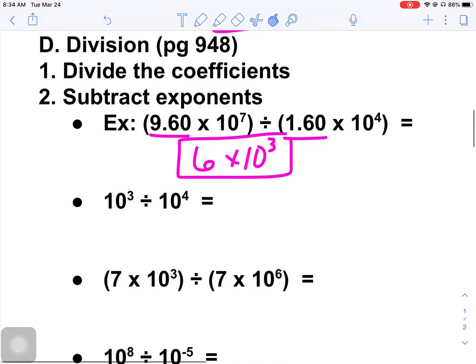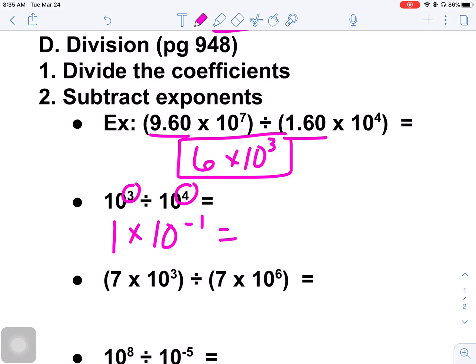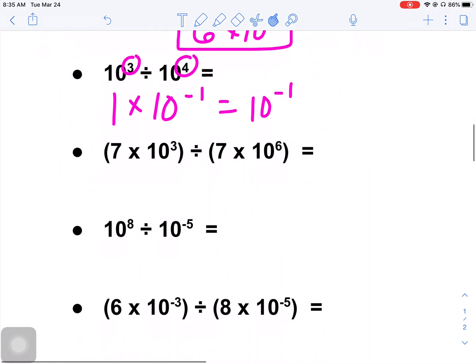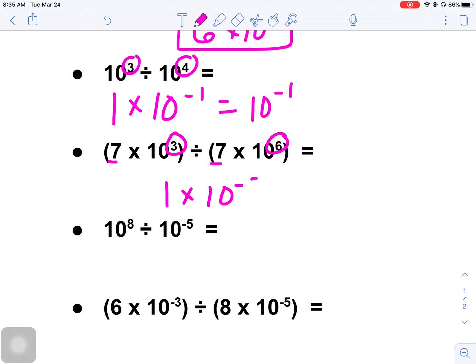Okay, next one. Just assume the coefficients to be 1. So 1 divided by 1 is 1. Okay, now we're going to subtract the exponents. 3 minus 4 is negative 1. So we could write it as 1 times 10 to the negative 1, or we can just write it as 10 to the negative 1. All right, next problem. 7 divided by 7 is 1. 3 minus 6 is negative 3. Final answer, 1 times 10 to the negative 3.